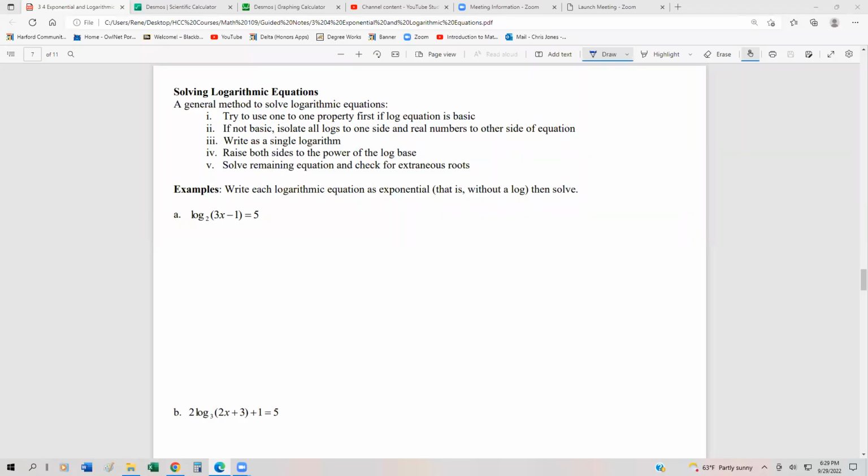In the previous videos, we looked at solving exponential equations. In this series of videos, we're going to look at solving logarithmic equations. And a logarithmic equation, by definition, is any equation that contains one or more logarithms within it.